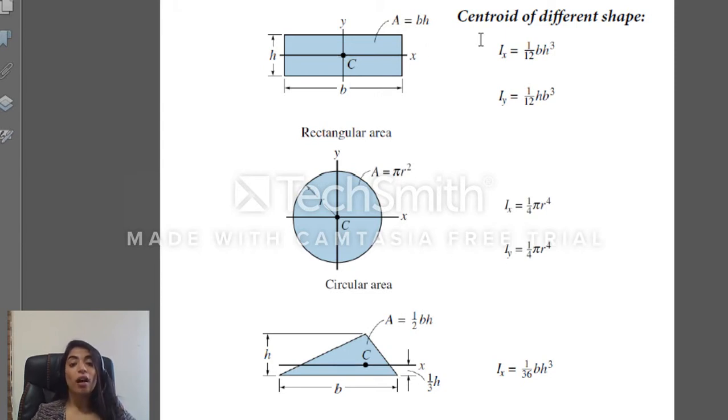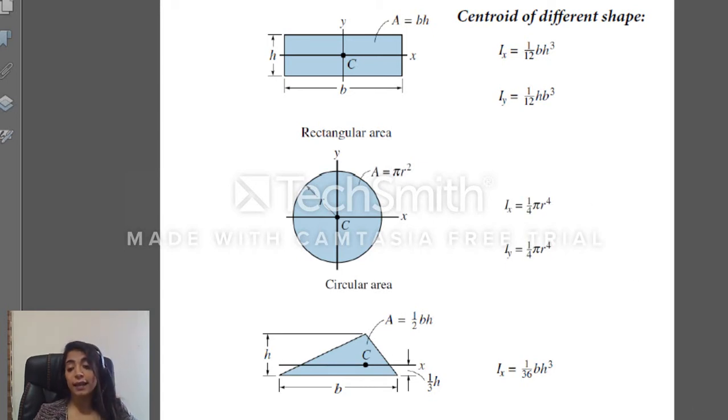This means, guys, that Ix is equal to 1 over 12 bh cubed, and you should memorize it, and you should also memorize Iy. You should switch h and b, and then Iy will be equal to 1 over 12 hb cubed. And if I have a circular area, then Ix is equal to Iy, because here I have symmetry, and it is equal to pi r to the fourth over 4.